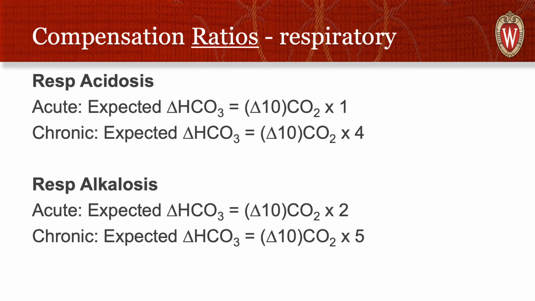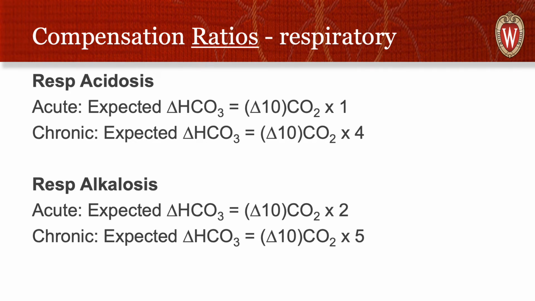For respiratory problems, things get a bit more complex, and they get more complex because there's an acute equilibration between bicarb and CO2 with the carbonic anhydrase enzyme. But there's also a chronic compensation that happens related to chloride and bicarb management at the level of the kidney. That takes several days. And so we change compensation ratios for respiratory problems into acute problems and chronic problems.